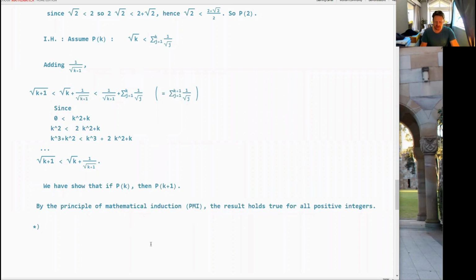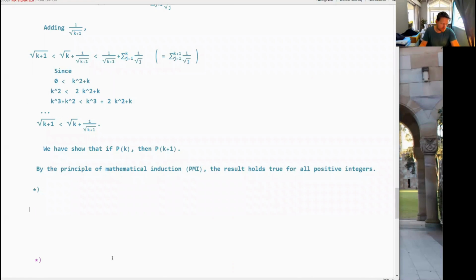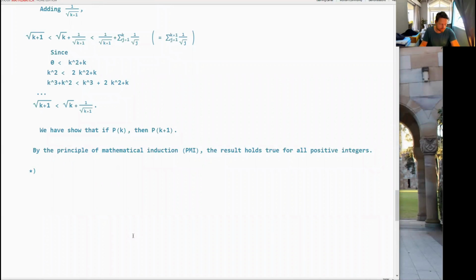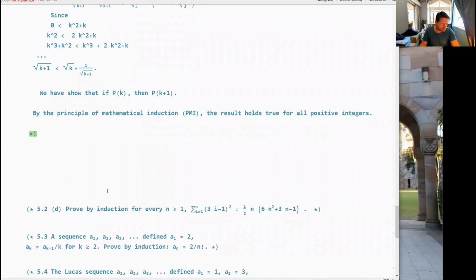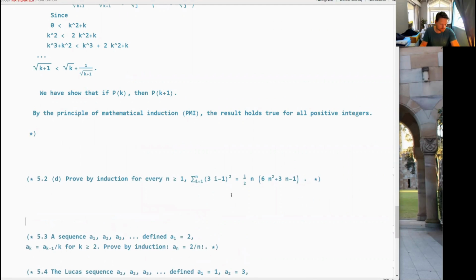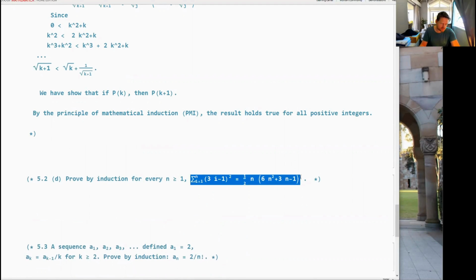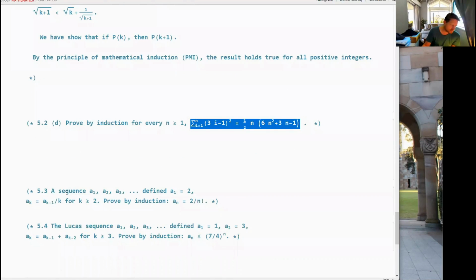All right, any questions on that? Anyone? No? Okay, great. So let's move on and have a look at the next one. Now this one I think I'll just leave to you to do yourself. It's fairly straightforward. Let's have a look at maybe the last couple. All right, 5.3 and 5.4.